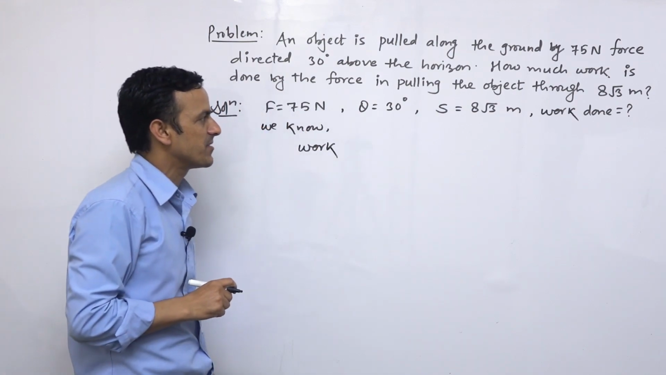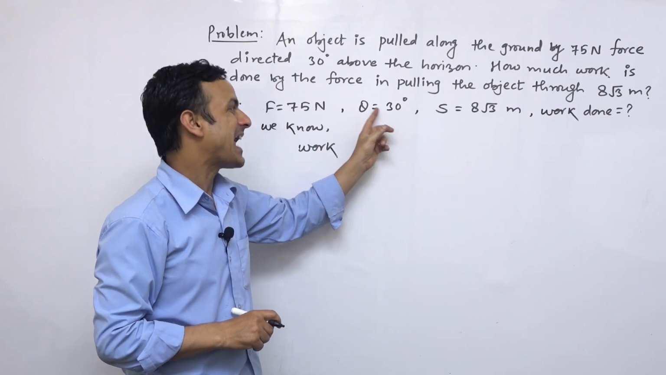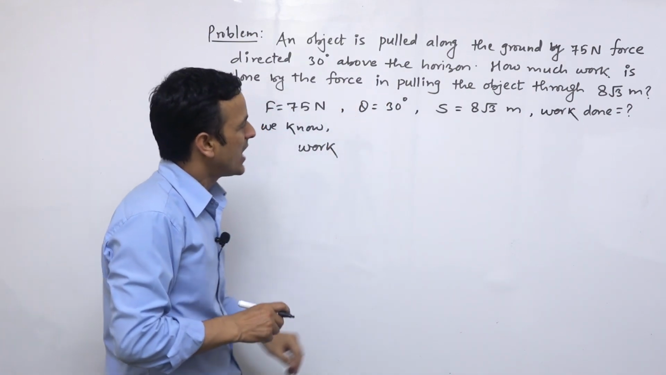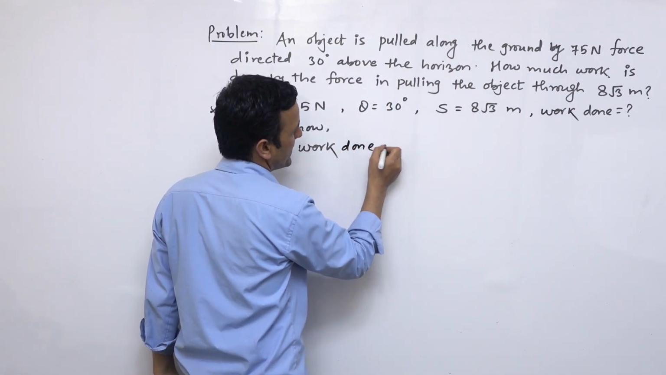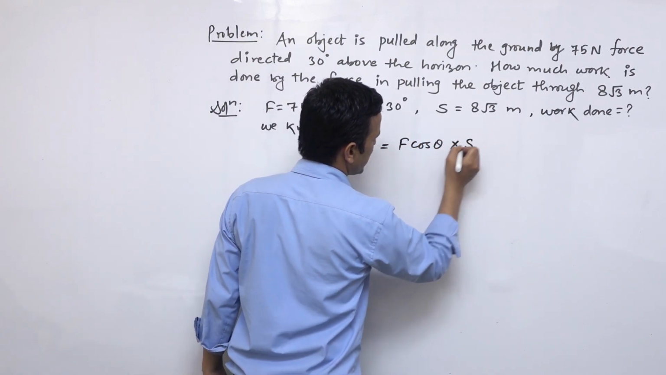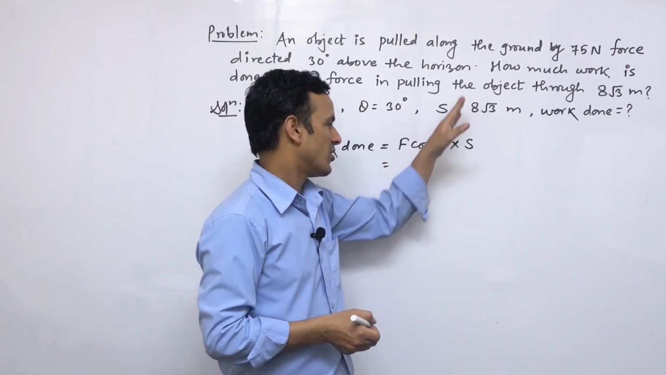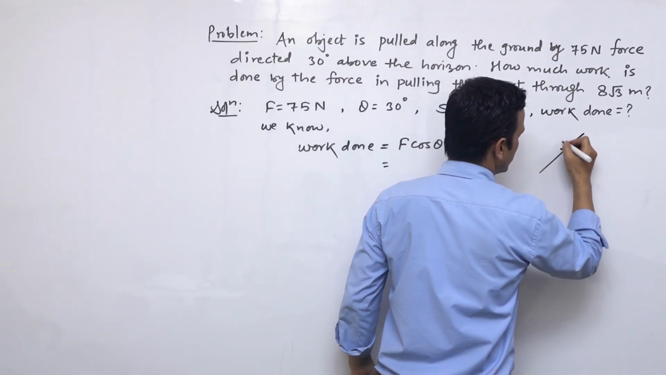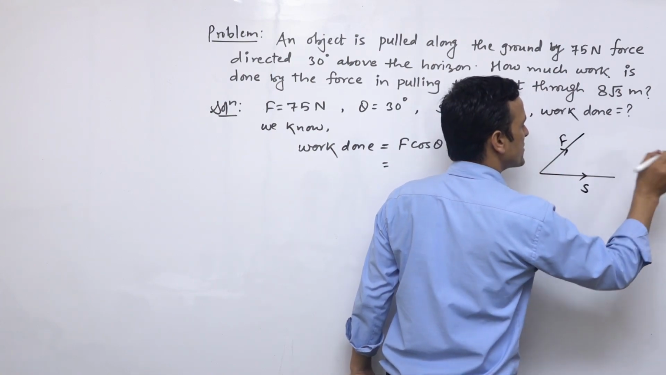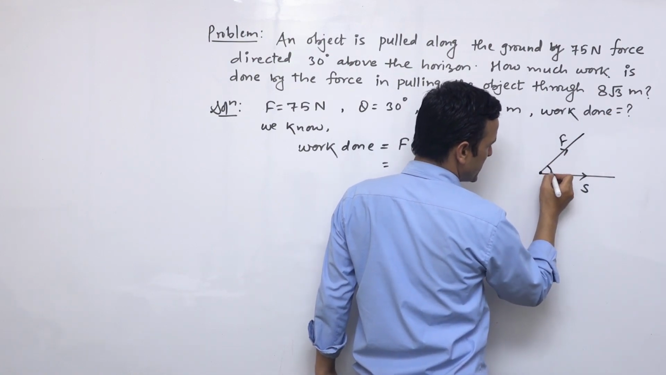So with the help of this information, we have force, we have the inclined angle with the horizontal line and the distance covered by the body. So how to find the work done? So our main formula is force cos theta times S. So this is the formula. When force is applied in another direction, force is applied in this direction, and the distance moved by the body is along the horizontal line.